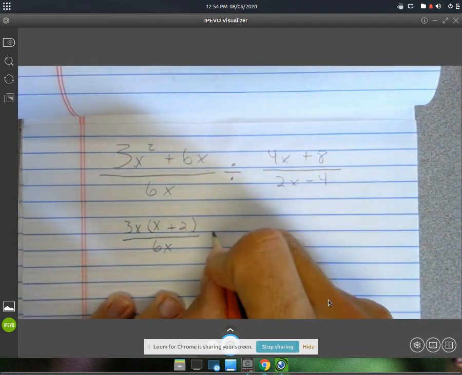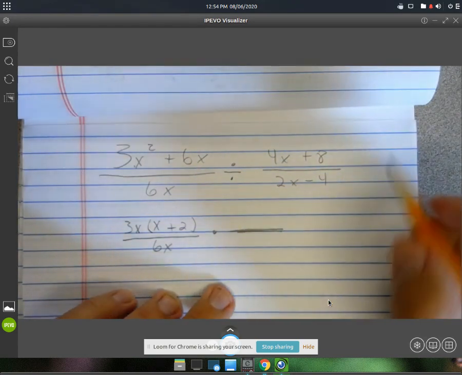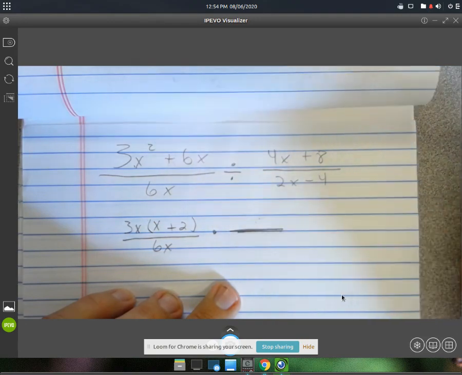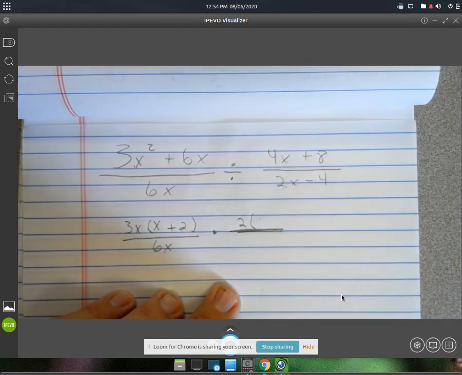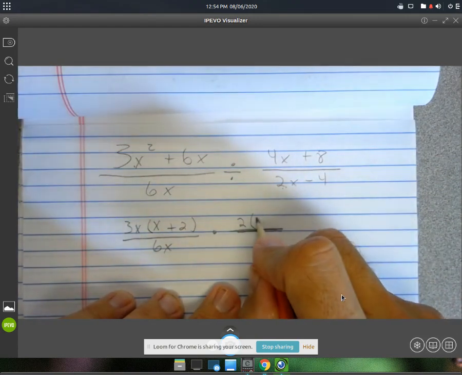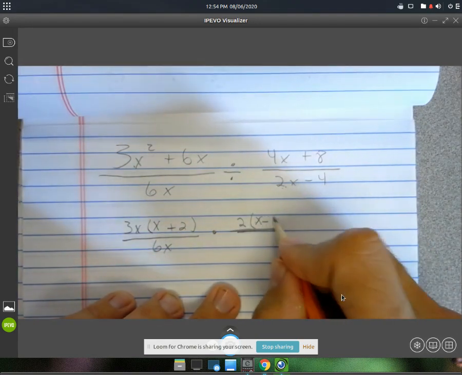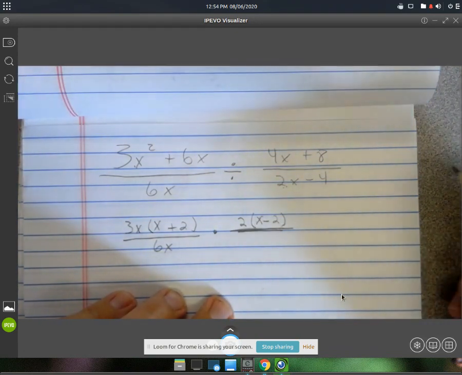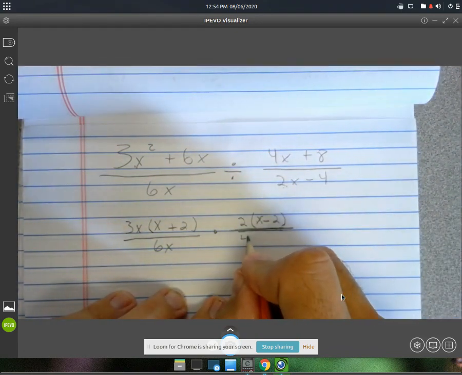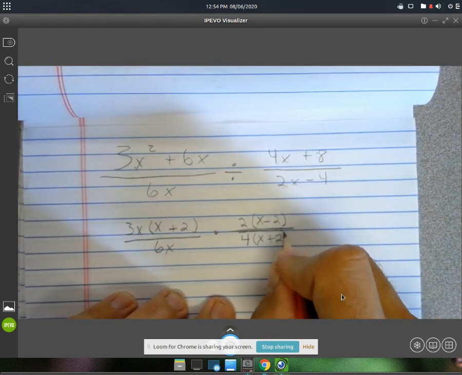We'll change this to multiplication, and then we're going to flip our second fraction. So when we flip it, we're going to have the 2x minus 4 up here. Now, a 2 is what's common to both of those terms. So we'll have a 2 on the outside, and this will be a 1x on the inside, because 2 times x gives you 2x, and then a minus 2. Now on the bottom, what's common to these terms? 2 is, but the greatest common factor is a 4. So we're going to be pulling a 4 out of those. This will be an x, and this will be a 2.